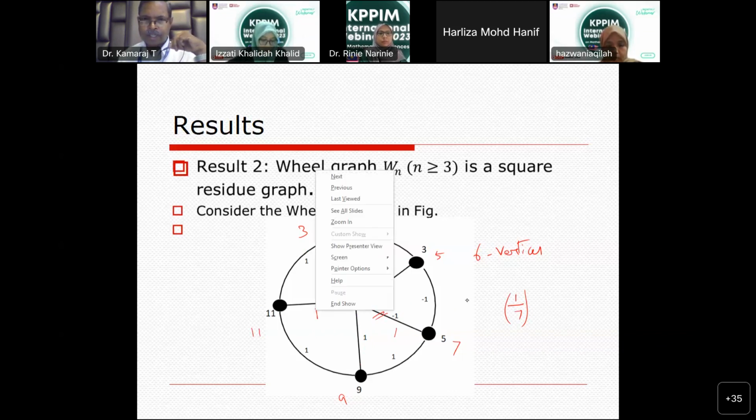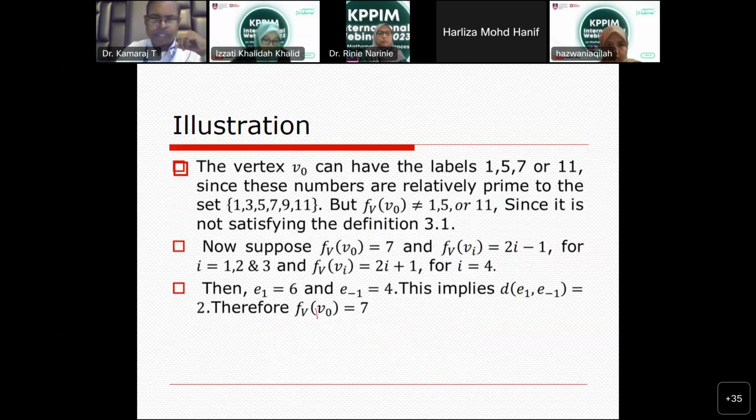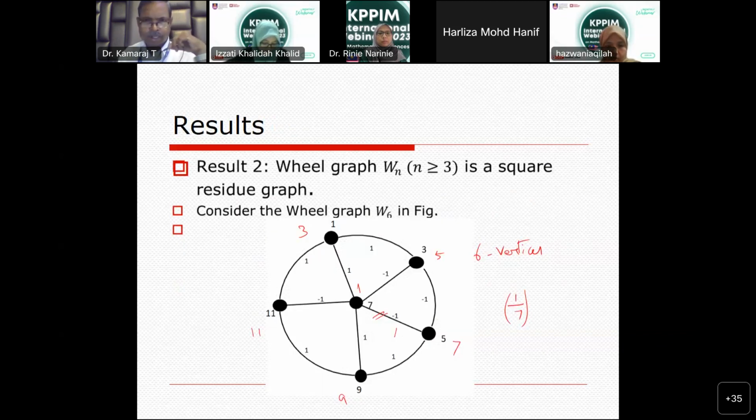Then how many edges are labeled with 1 here? At least I have 1, 2, 3, 4, 5. And since I have labeled 1, 3, 5 here, it's not the direction I'm showing, it is the rim edges I'm showing. So here also 1 is a quadratic residue of 3.